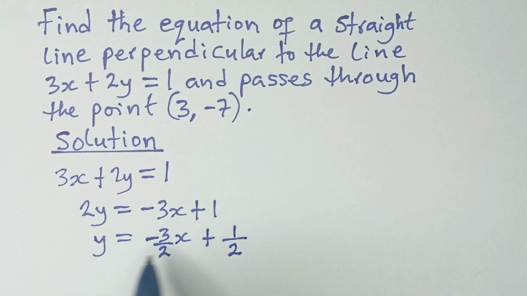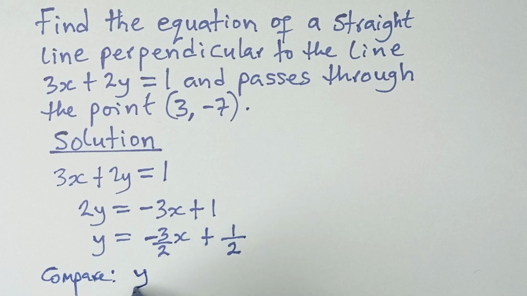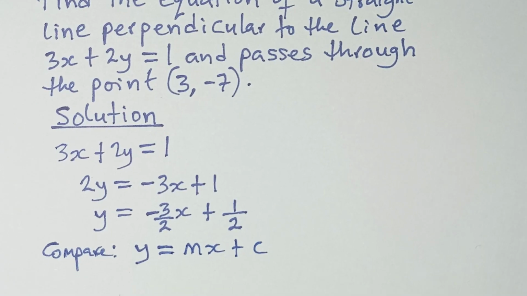So if we look at this equation now, we have made y the subject of the formula, and we can now compare it with the equation of a straight line in the slope form, that is y is equal to mx plus c. So we compare these two equations: this one that we have made y the subject of, and this one that is the slope form of a line.